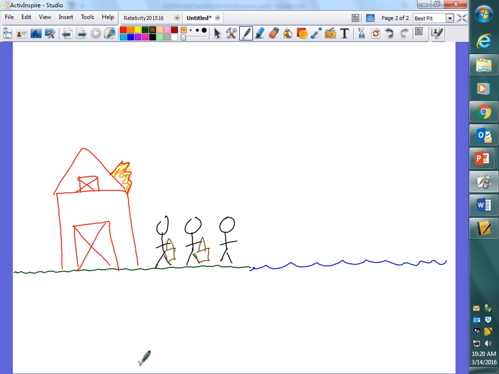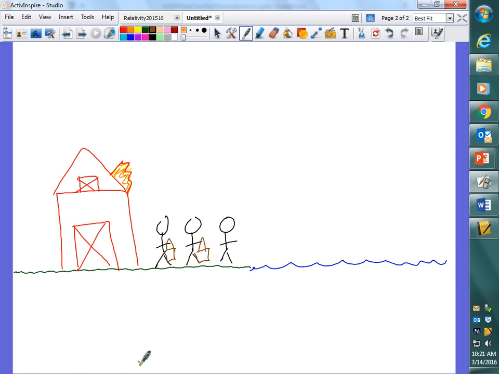That's fine. The farmer could run away. That's doing stuff, but that's not going to help his cows. Let them burn, it's cooked meat. Well, you can't go into the fire. I'm not even going to introduce this discussion right now.